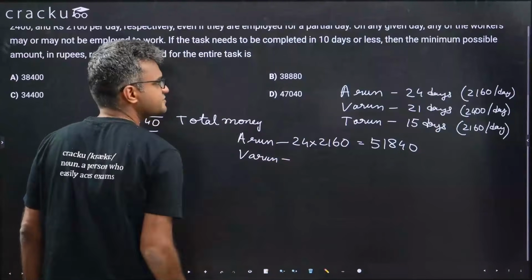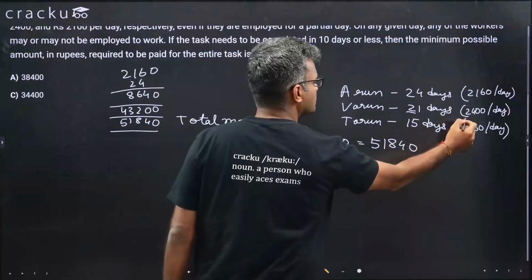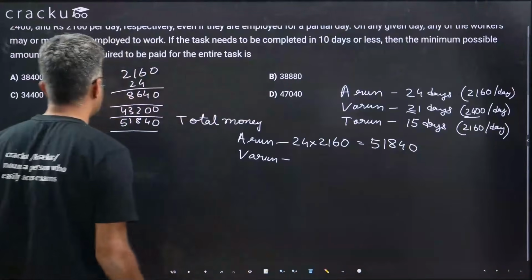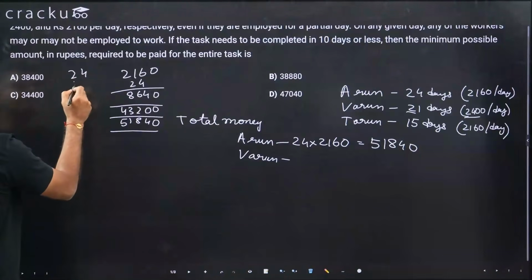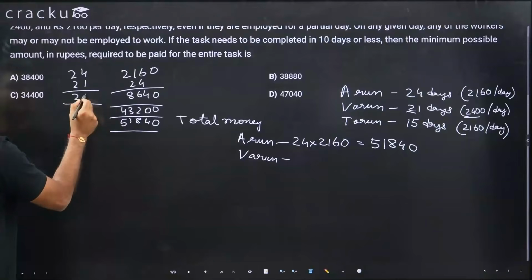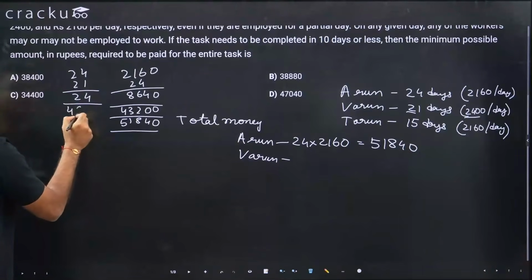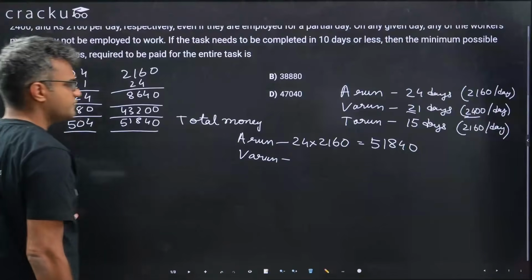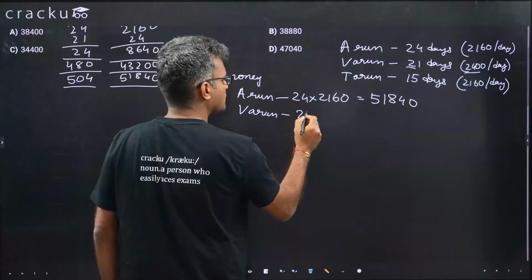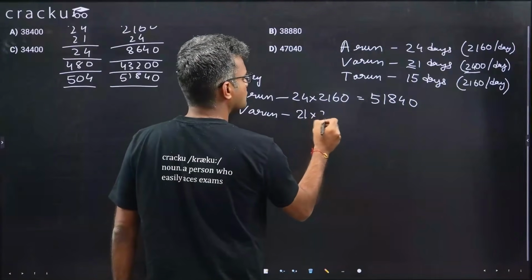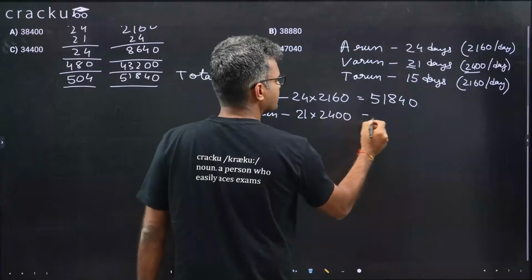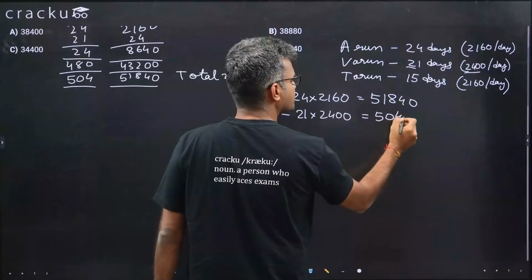The total money charged by Varun is 21 into 2400. What is 24 into 21? 24 into 21 will be, this is 24, this is 480. So this will be 504. So Varun will charge 21 into 2400, which will come to equal 50,400.